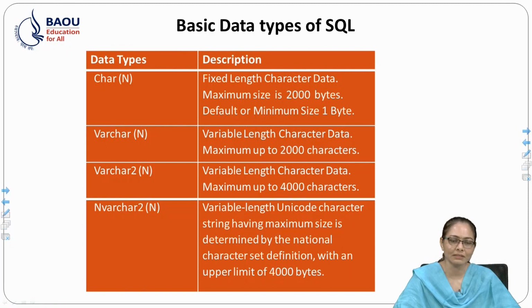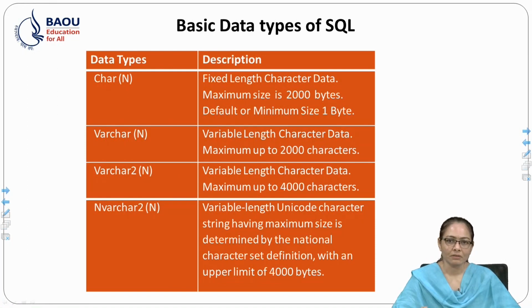The first one is CHAR(n). CHAR(n) is a fixed length character data. The maximum size it stores is 2000 bytes. If you do not provide the size, then by default the minimum size is 1 byte.